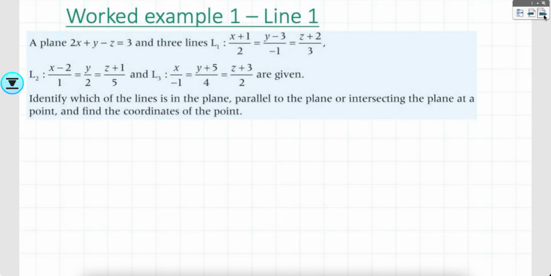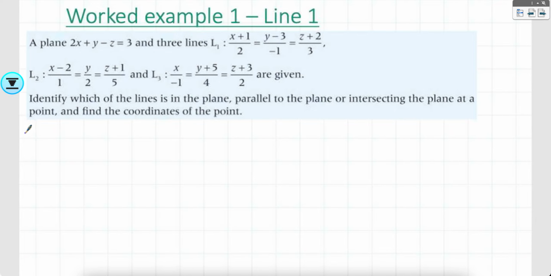So we have a plane 2x plus y minus z equals 3, and we have 3 lines. Each slide I'm going to discuss one of the lines, so we need to see which ones are parallel, intersecting, or on the plane. So let's have a look at the 1, 2, 3, 4 method. I'm going to take line 1 and write it in parametric form. You should know how to convert this from Cartesian to parametric form. If not, go back to the video where we discuss the vector equation of a line.